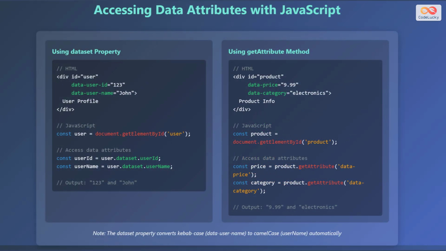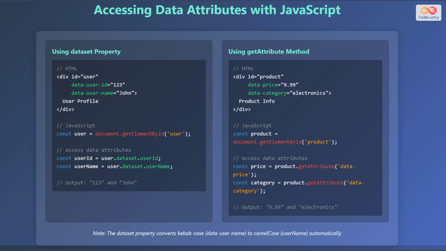Now let's see how we can access data attributes using JavaScript. There are two main methods. The first is using the dataset property. You can access data attributes through the dataset property of an element. For example, if you have an element with the ID user and data attributes like data-user-id and data-user-name, you can access these values using user.dataset.userId and user.dataset.userName.